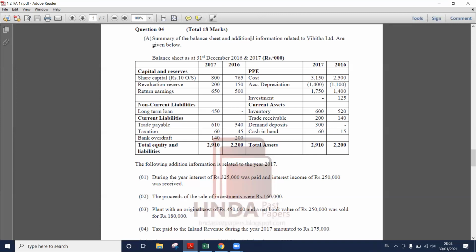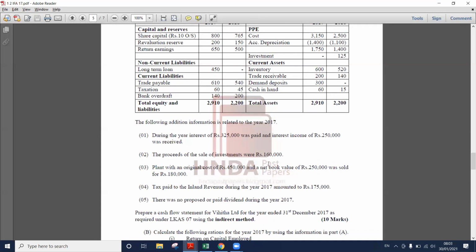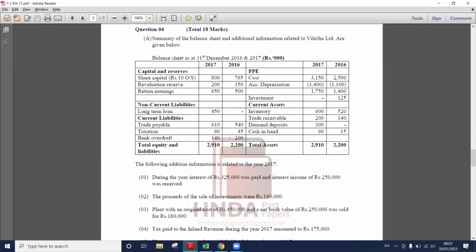Summary of balance sheet and additional information related with Vihatha Limited are given below. They have given us the balance sheet and some additional information, and we need to prepare a cash flow statement for this company for the year ended 31st December 2017 as required under LKAS 7 using the indirect method. Right, they have given us more additional information. See and understand what we need to do here.